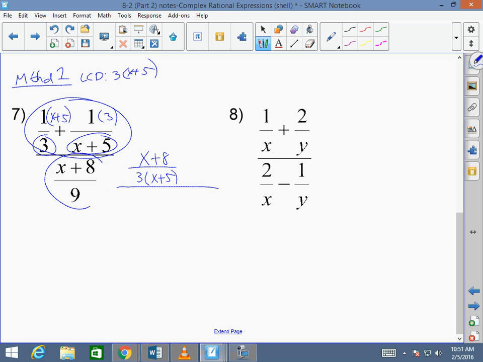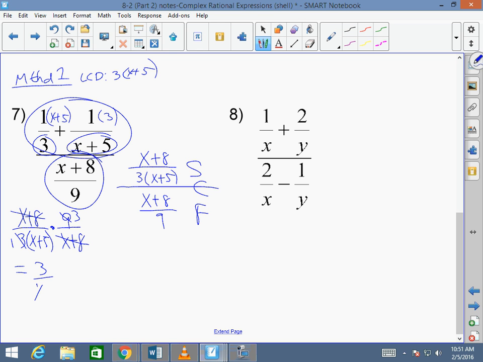And then luckily, look, this is already done. This is x plus 8 over 9. Stay, change, flip. Stay, change, flip. The x plus 8 and the x plus 8 cancel. The 3 and the 9. So I'm left with 3 over x plus 5. Okay? Let's show my brother. Thank you.